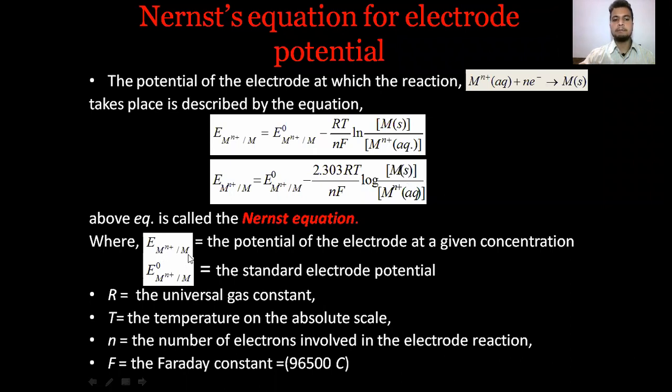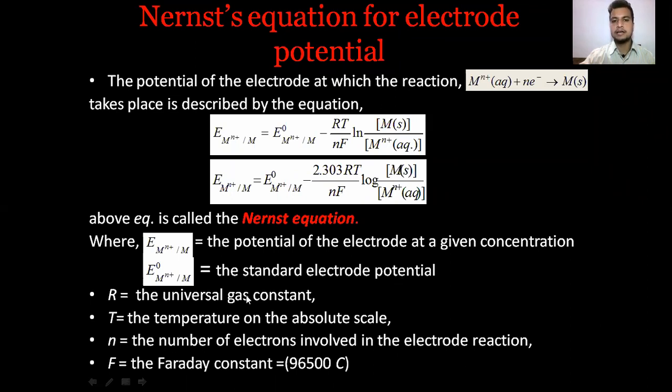Where E of Mn+/M is nothing but the potential of the electrode at given concentration. See, that's why we are not using the naught symbol over here, because whenever we write it, it is in standard cases. So we know that it is not in standard cases, it is at a given concentration. The concentration is not standard concentration, so that's why we are not writing any naught. E naught of Mn+/M is nothing but standard electrode potential, which we get from the electrochemical series, which will be provided.